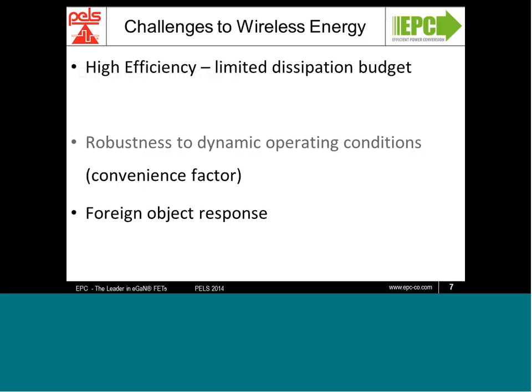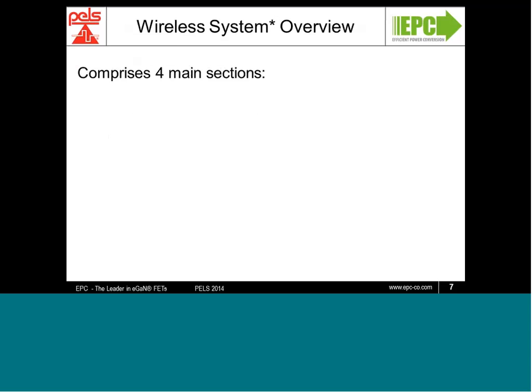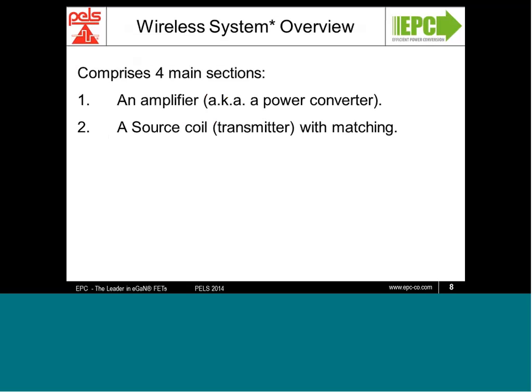Let's have a quick look before delving in at the wireless energy system. It comprises four main sections, and the terminology can become familiar or unfamiliar, but we talk about the power converter or the amplifier, which is the circuit that drives the source coil, which is the second component, and it is the transmitter. It transmits the energy and includes matching to improve or enhance the transmission of the energy and to overcome the large leakage.